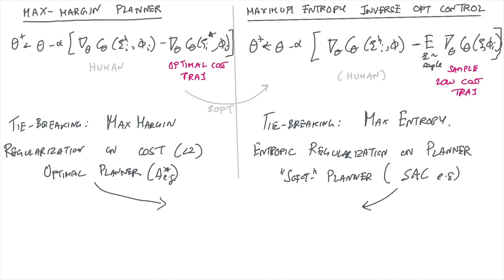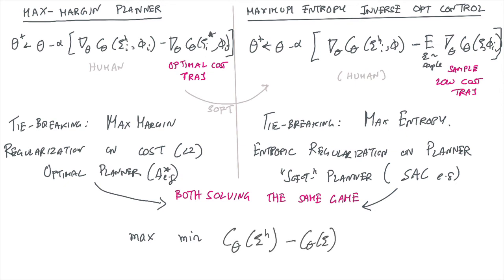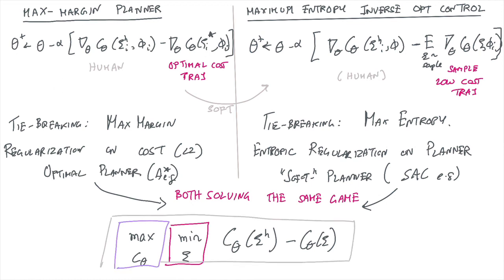But as we will see in later lectures, both of these methods are at heart solving the same underlying game. The game is as follows. There's two players, a max player and a min player. The payoff is cost of the human trajectory minus cost of the generated trajectory. The min player proposes trajectory, and the max player proposes cost function. This is the fundamental imitation game that's going on.